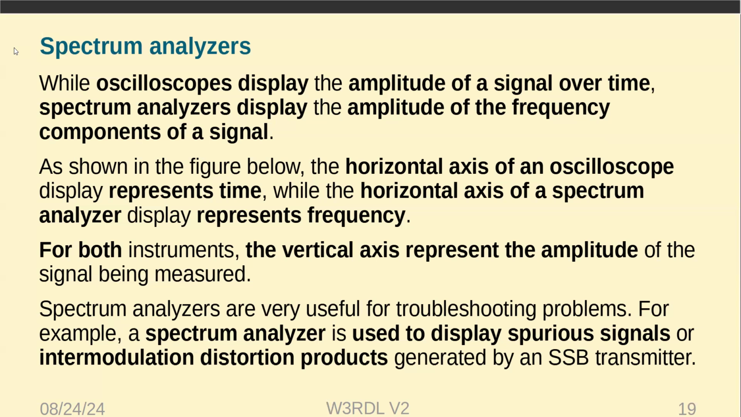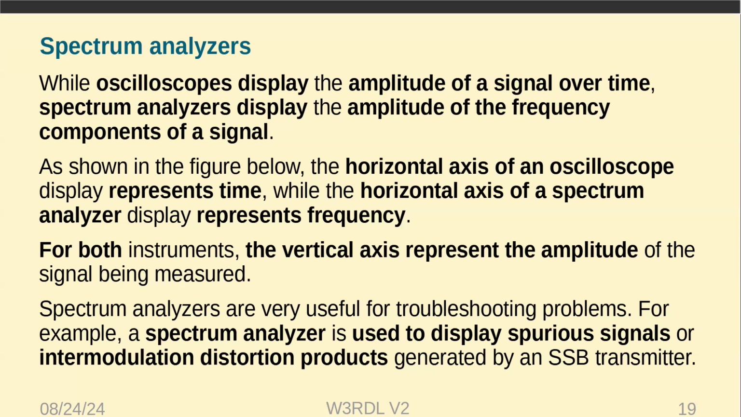What the oscilloscope does is show you the time domain. So it shows you the amplitude of a signal versus time. When we talk about a spectrum analyzer, it shows you the amplitude of the signal with respect to frequency. So the horizontal axis will be a frequency range.